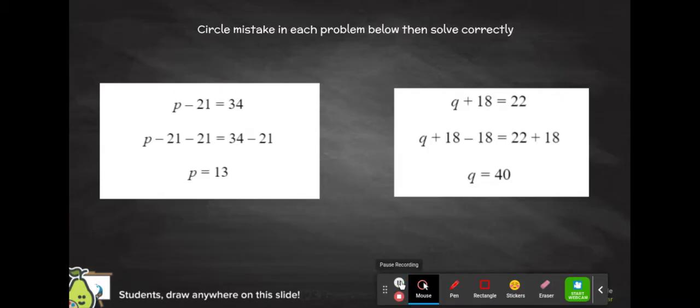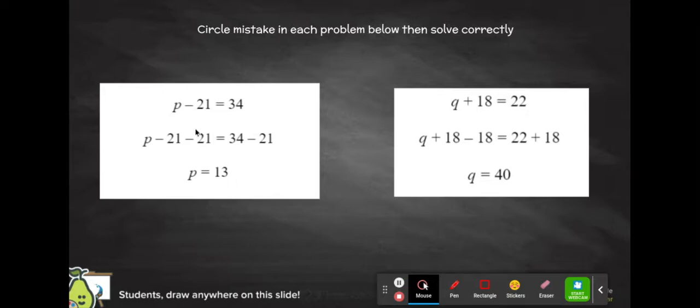Here's a fun challenge slide that you can pause the video and see if you can find the mistake in each of these two separate problems. So this first one, someone was trying to solve p minus 21 equals 34. See if you can find the mistake in that problem and what it would actually be, and then go on to the second one. Unpause it when you're done and I will show you the answer.